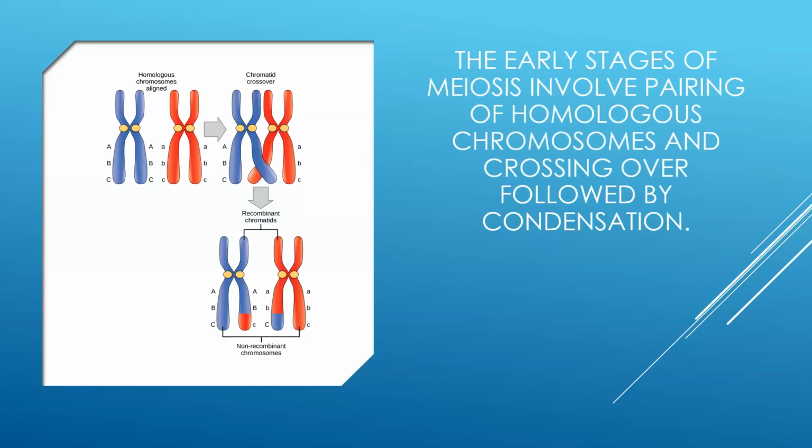Okay, so in this picture, we're looking at two homologous chromosomes that are nicely aligned. It's showing us that chromatid crossover. You see how they swap a part of the chromosome, and then you've got some genetic variation occurring here because you've got some of the blue on the red and some of the red on the blue.